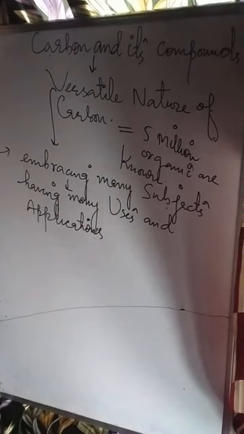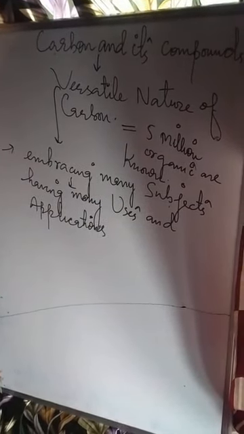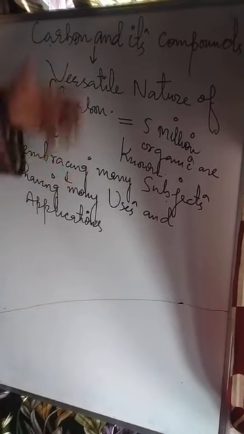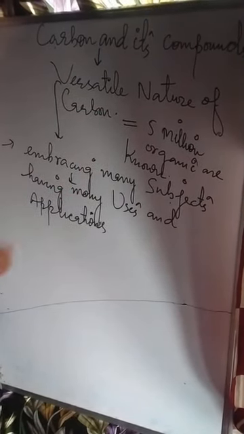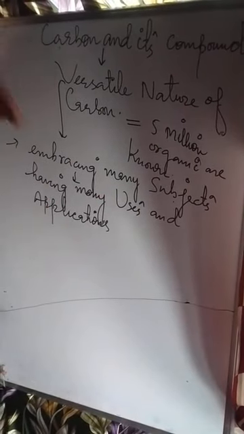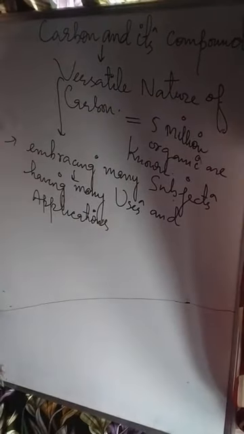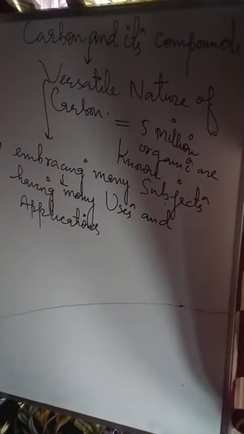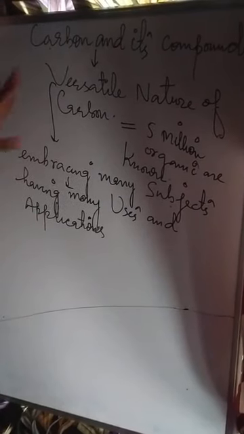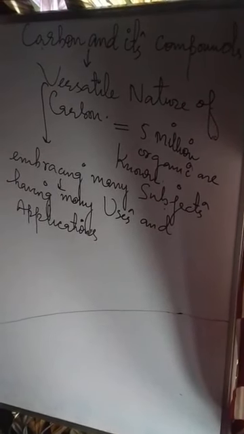First thing regarding carbon is that it forms millions and trillions of compounds. Now the question arises, why only carbon forms millions and trillions of compounds? It's because of the versatile nature of carbon. Versatile means having many uses and applications. Because of the many uses and applications of carbon, we are seeing millions and trillions of carbon compounds presently known.